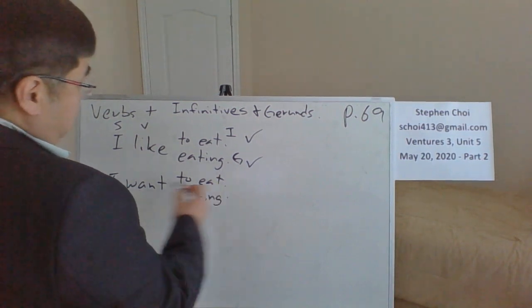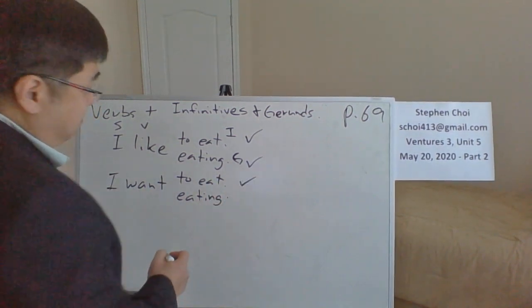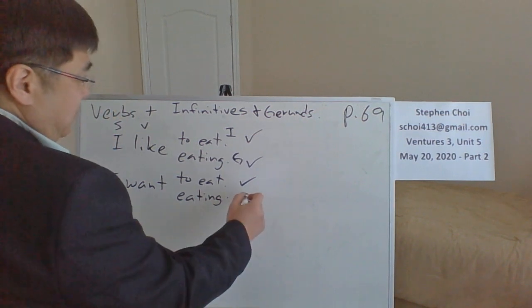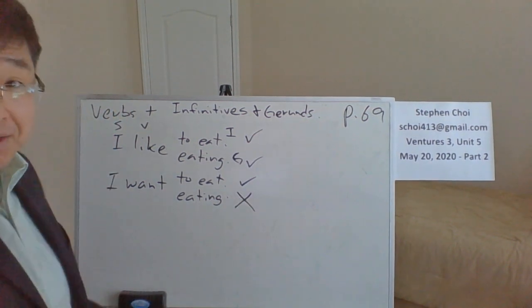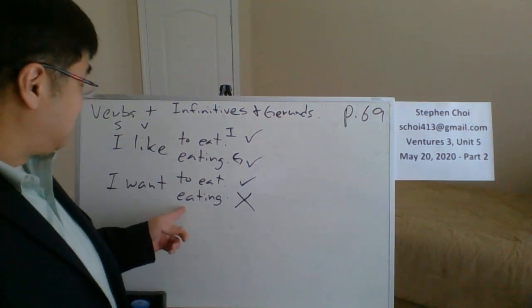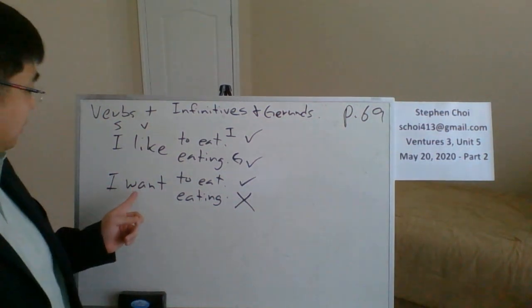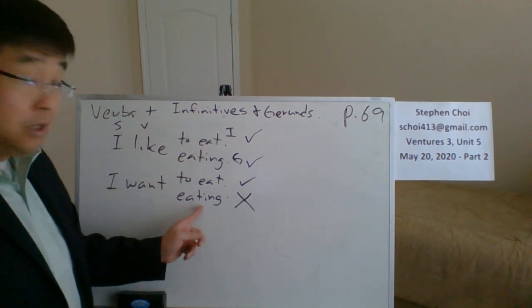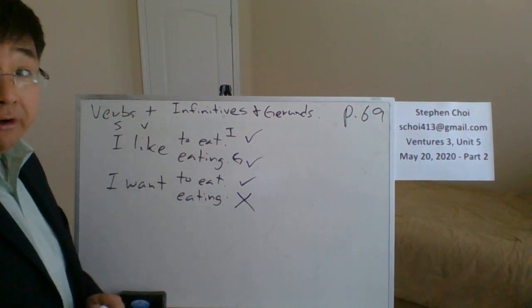All right, so "I want to eat" sounds good, but "I want eating"? No good, right? That doesn't sound good, okay? So with the verb want, you want to use infinitives only. You don't want to use gerunds.